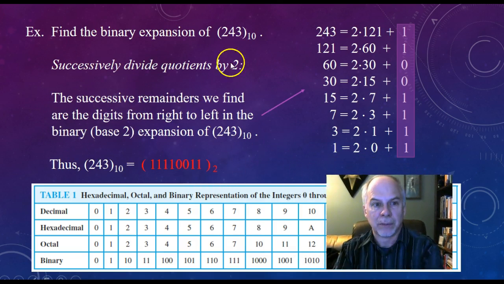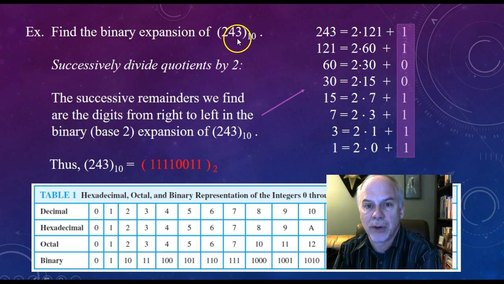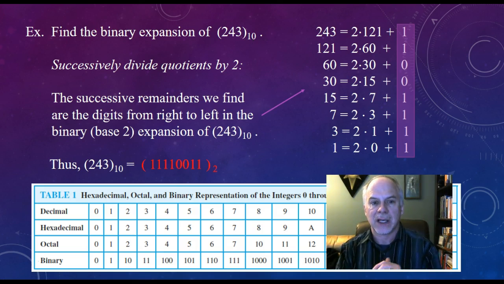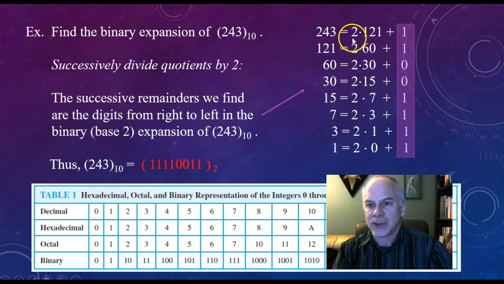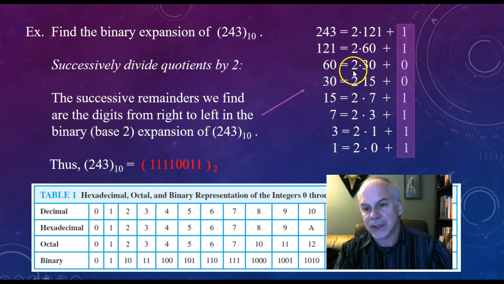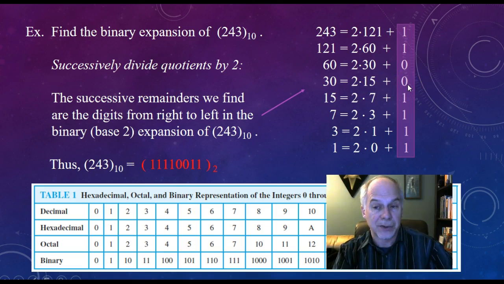All right, another example. Find the binary expansion of the number 243 base 10. So our number is 243. Our base is base 2, so we're going to successively divide quotients by 2. So 243 is 2 times 121 plus 1, so our remainder is 1. Then you take 121. Well, that's 2 times 60 plus 1. Then you take 60. Well, 60 is 2 times 30, but it goes in evenly, so the remainder is 0. And then you take 30, that's 2 times 15, so that goes in evenly, so that's 0 remainder. And then you take 15, and it's 2 times 7 plus 1. And then 7 equals 2 times 3 plus 1. And then 3 equals 2 times 1 plus 1, and then 1 equals 2 times 0 plus 1.